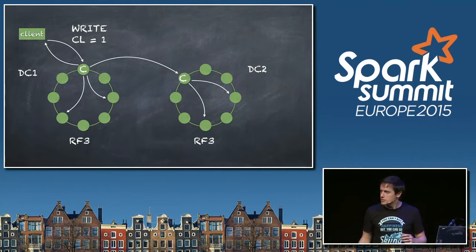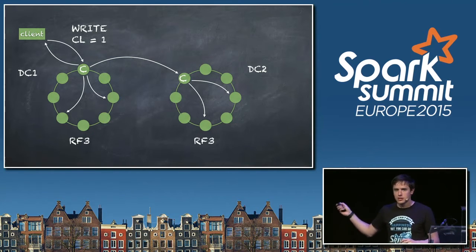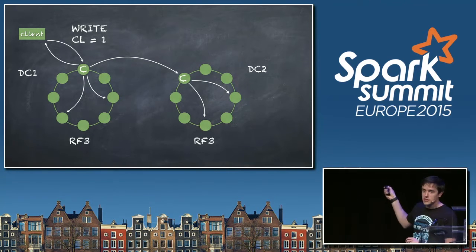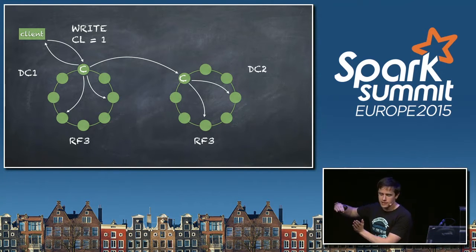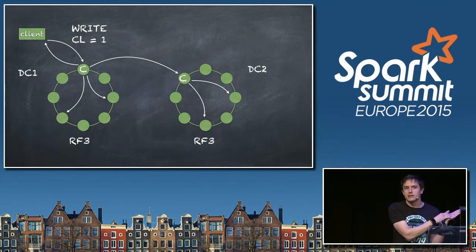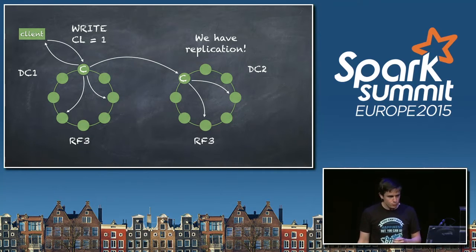So a really common scenario is to have our operational application doing things inside this data center, asynchronously replicating to these other nodes. We then run a Spark job on this side, which writes into the analytical data center, and it gets asynchronously replicated back, which means that we can read it from an application point of view. So let's have a look at some examples for that.